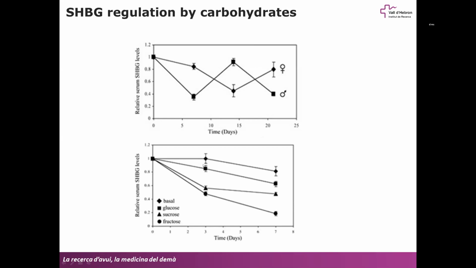Then we repeated the experiments, but only for 7 days, and we give different diets: a high glucose diet, a high sucrose diet, and a high fructose diet. And as you can see, the high fructose diet is the one that is reducing more the production of the SHBG protein in the liver, and that's because the fructose is more lipogenic than sucrose or glucose.